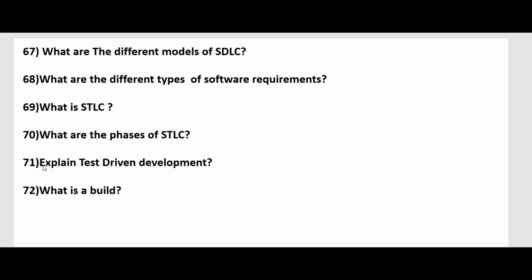Explain test-driven development. It's also referred to as TDD because sometimes they can ask you just the question what is TDD, or they'll ask you what is test-driven development. It's a software development process that relies on the repetition of very short development cycle. Requirements are turned into very specific test cases and the software is improved to pass the new test. Unit testing is repeatedly done on source code in test-driven development.